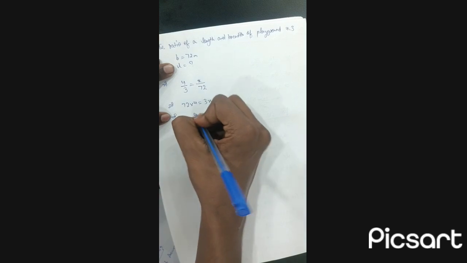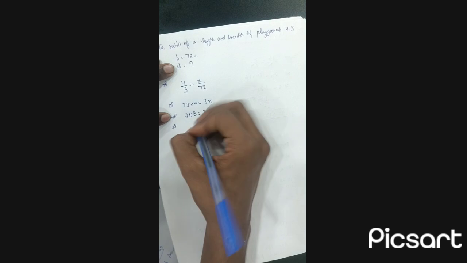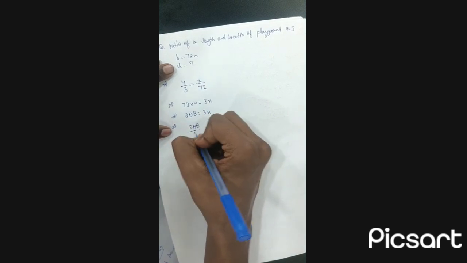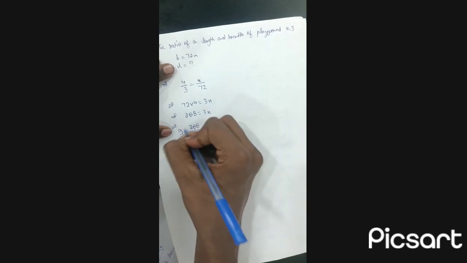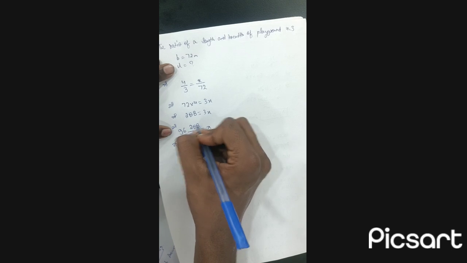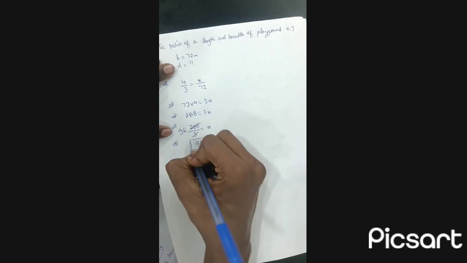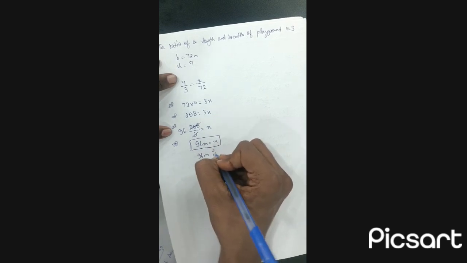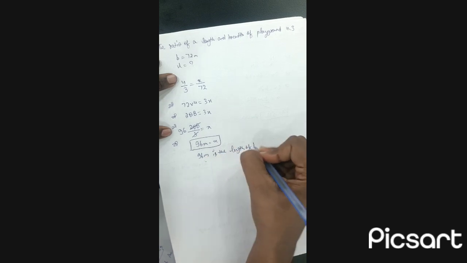So from here, 72 into 4 is equal to 3x. 4 times 72 is 288, which is equal to 3x. From here, 288 divided by 3 is equal to x. 3 9s are 27 and 3 6s are 18, so x is 96 meters. That is, 96 meters is the length of the playground.